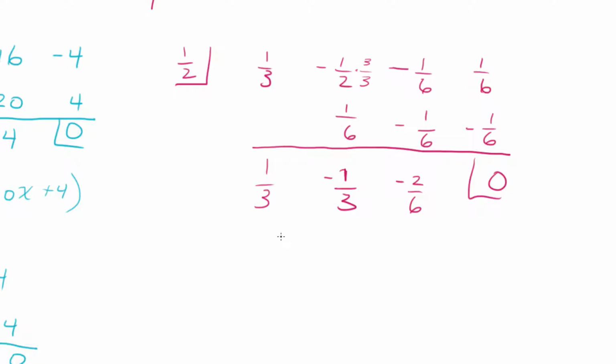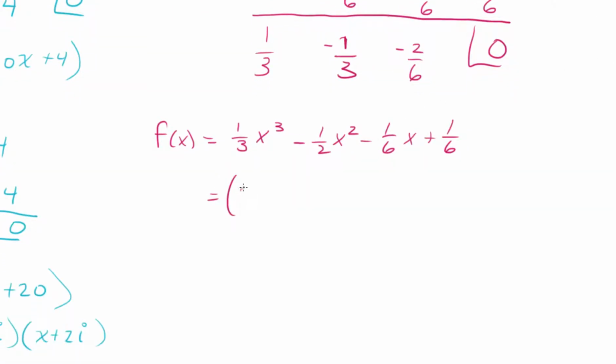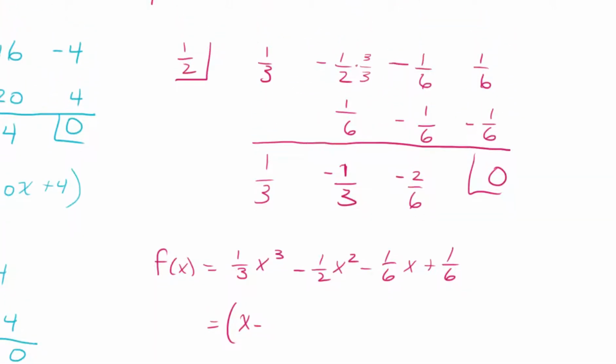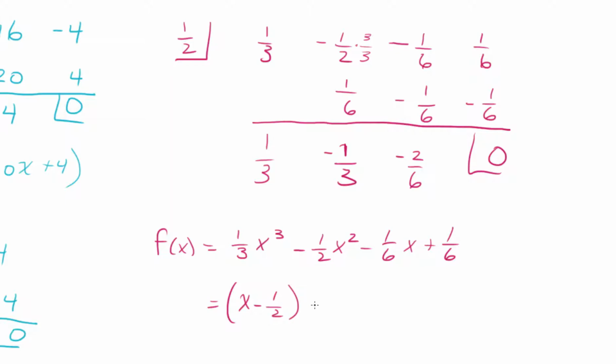Pretty messy. Again, check your computations, verify everything is correct. Now, we're going to factor f of x. So 1/3 x cubed minus 1/2 x squared minus 1/6 x plus 1/6. We're going to factor that into x minus the 0, which is 1/2, times the new polynomial, so 1/3 x squared minus 1/3 x minus 2/6, which is 1/3.